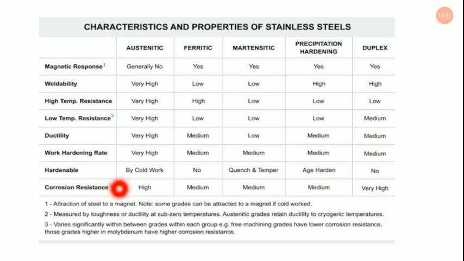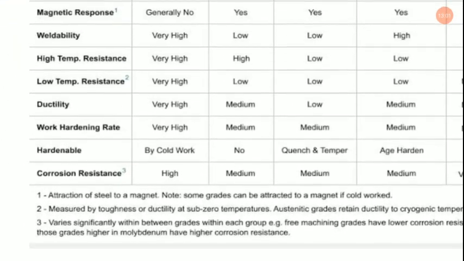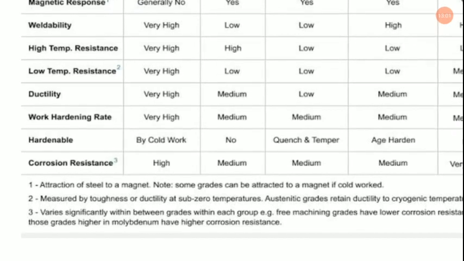And for corrosion resistance, austenitic stainless steel is high, ferritic stainless steel is medium, martensitic is medium, precipitation hardening is medium, and duplex is very high.